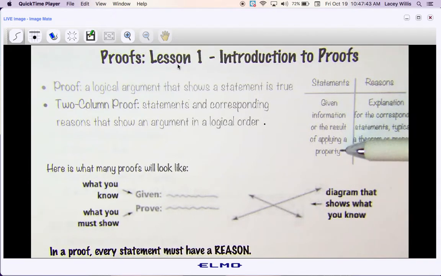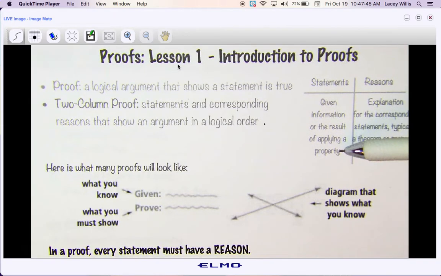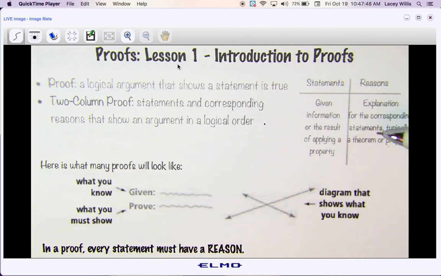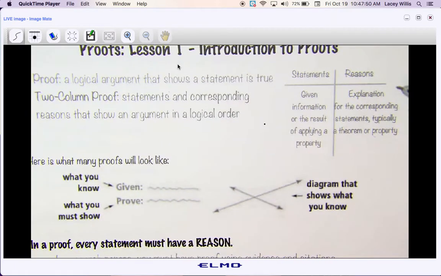The statements on the left, so this is things that you know are true, and the reason on the right side. Does that look familiar? Something we did yesterday, maybe? Remember you wrote the letters, how you were changing it, and then what'd you put on the right side? Which rule, right? So same exact thing for a proof.